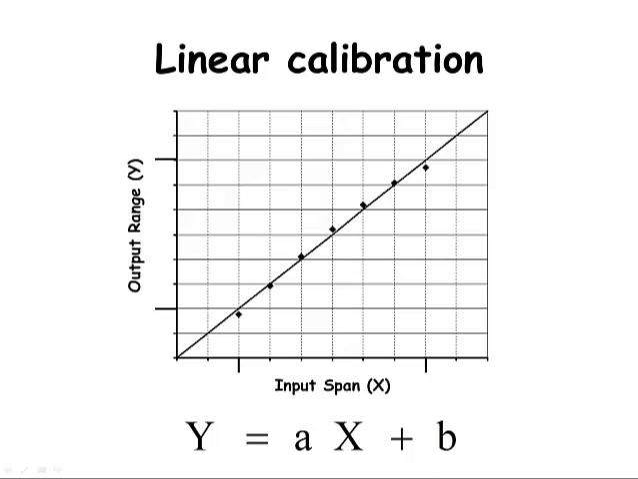The equation of the best fit line is given by y, which is the output, equals a times x, which is the input, plus b. Also note the input span and the output range. The device should always be used over the calibrated input span and output range. Going beyond those points is extrapolation, which may not give results within the device's specified accuracy.